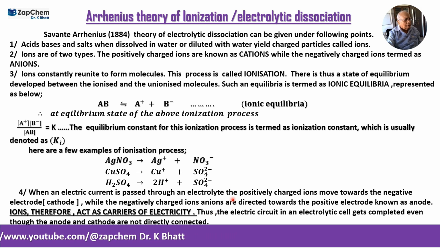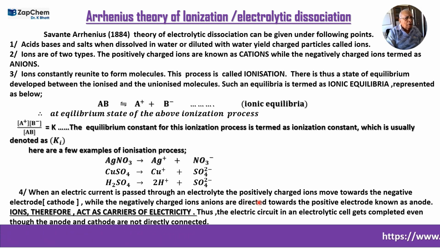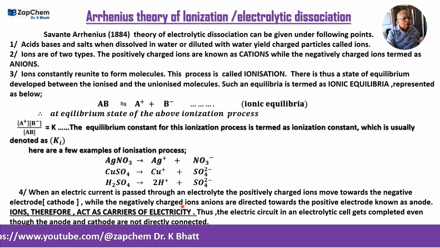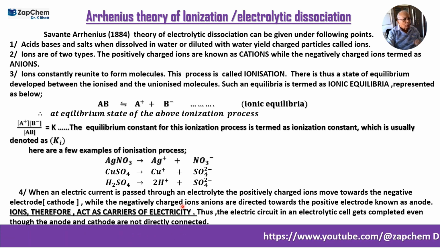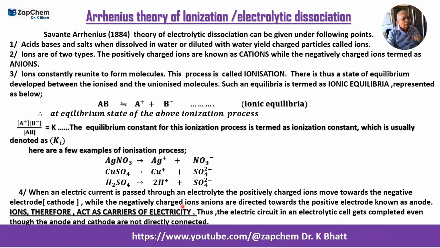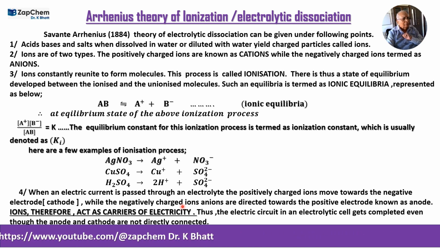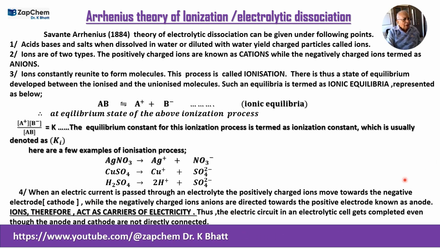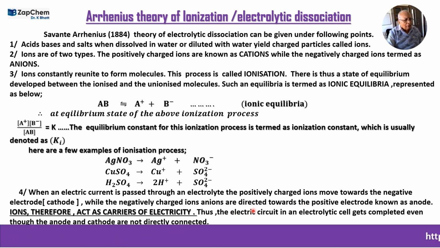Now, when an electric current is passed through an electrolyte, the positively charged ions move towards the negative electrode. Positively charged ions means cations. Cations move to the negative electrode, that is known as cathode. For our learning, we can say the cat goes to cat, and contrarily, anion moves towards the anode. Therefore, we can say that ions act as carriers of electricity.